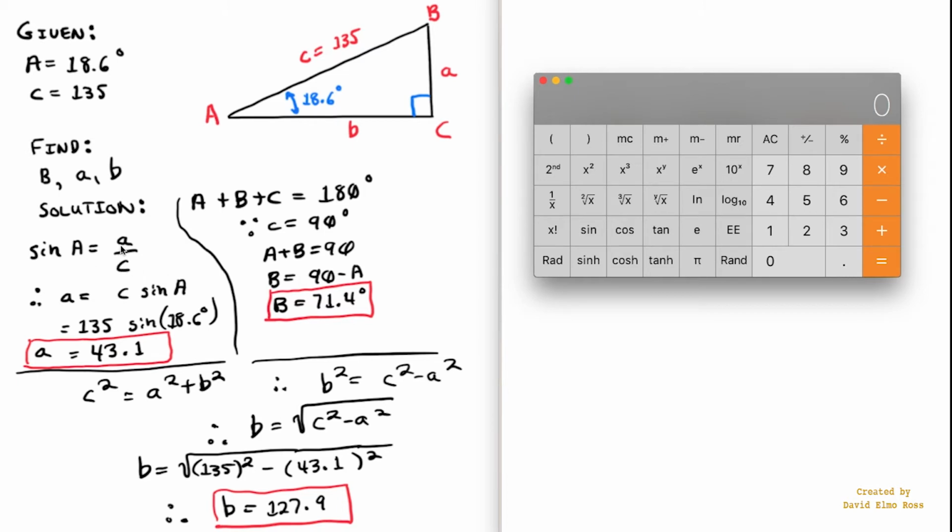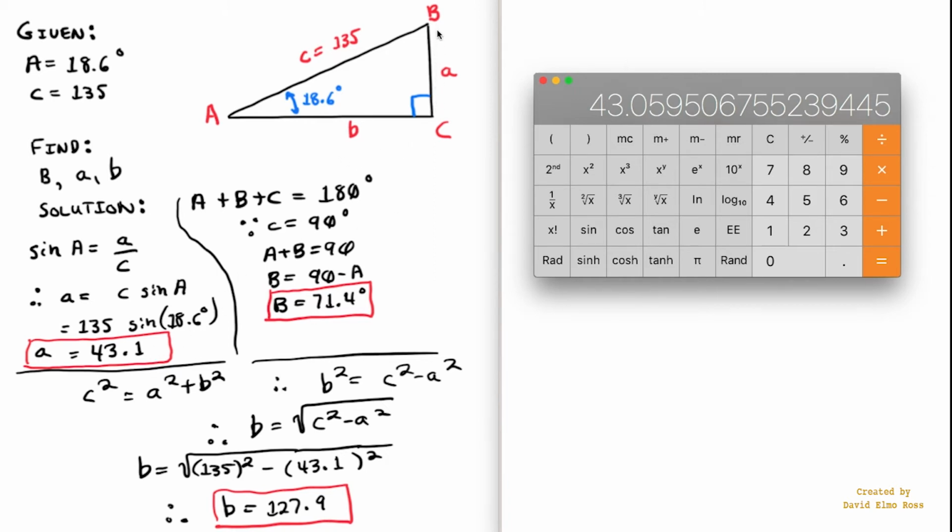Now if sine A is equal to a over c, then a itself, which is the side we want to find, is going to be c times sine of A. So we have a equal to sine of 18.6, so let's put in 18.6. Let's do the sine of that. Then let's multiply this by 135. And what we find is we get 43.05, or roughly 43.1, is this side here.